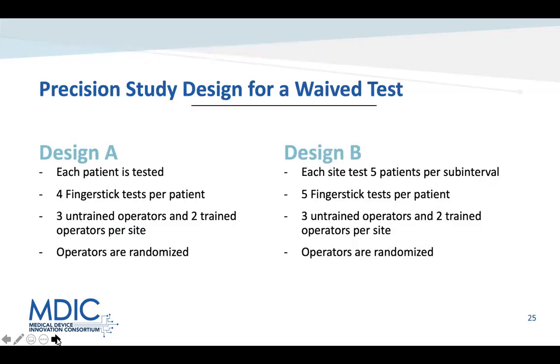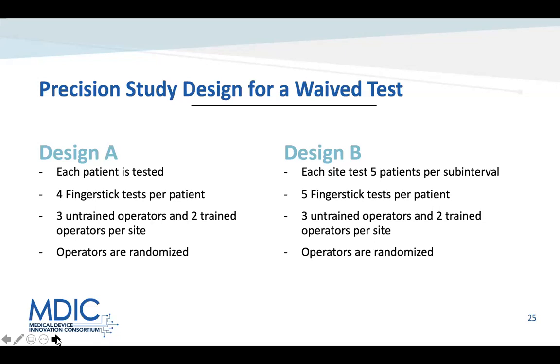This is where it is. It's basically comparing the two precision study designs for the waived test. In design A, similar to the non-waived test, each patient is tested by both operators, the trained operator and the untrained operator. So you basically do 4 fingerstick tests per patient, and 3 untrained operators for each site and 2 trained operators for each site is what is described in the document. And you randomize the operator to make sure you don't have a study bias introduced in the study itself.